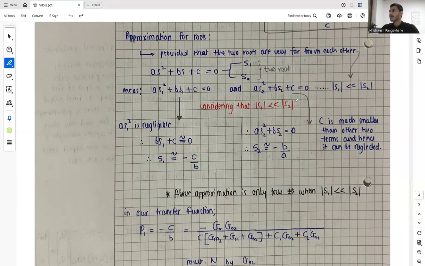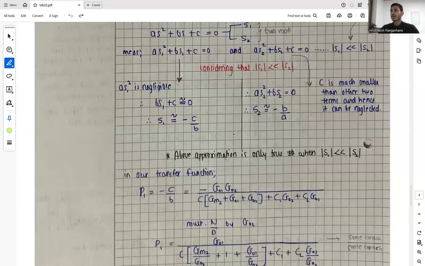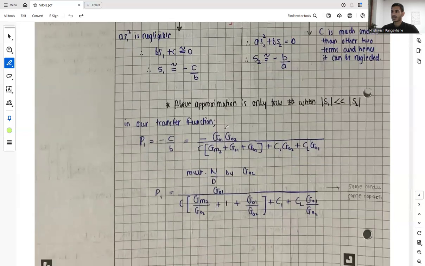Similarly, s2 is so large that the c part is much smaller than the other two terms and can be neglected, and thus the equation breaks down to this part. So we get our second pole at minus b by a. Let's keep in mind that the above approximation is only true when mod of s1 is very, very less than mod of s2.